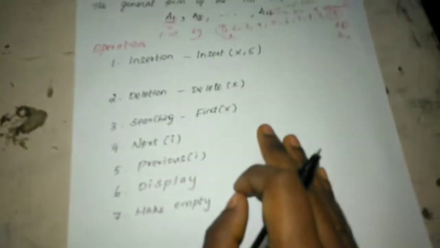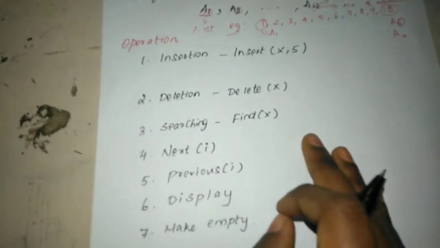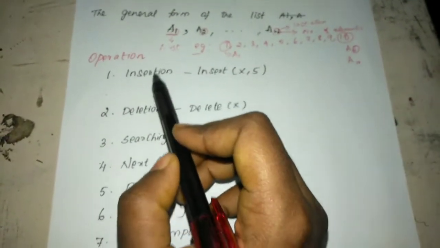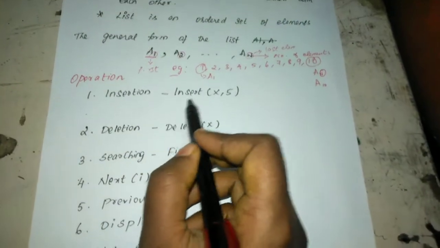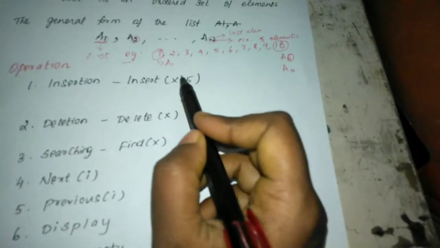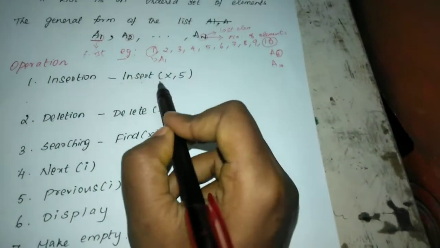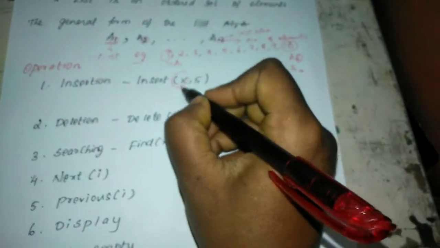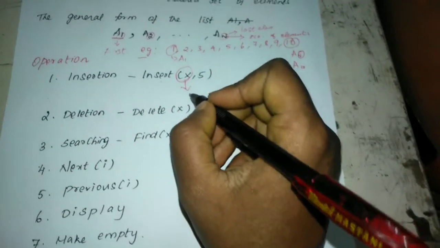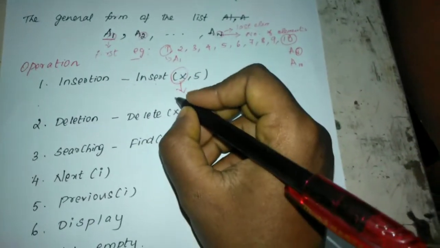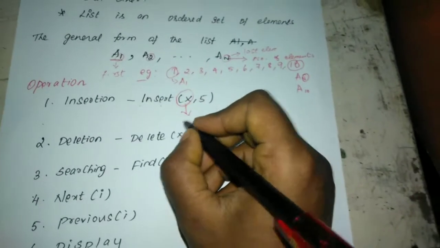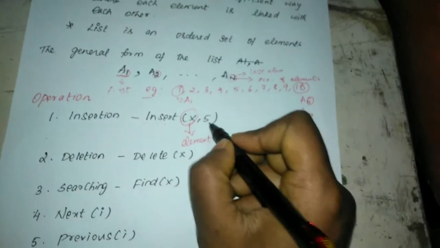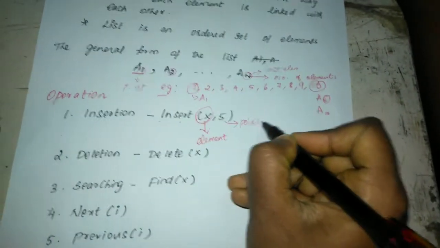Then what are the operations in the List ADT? In the List ADT there are 7 operations. The first one is insertion. For insertion, we will use the function called insert of x comma 5. Here x denotes the element that you would like to add, and this is the position where you would like to add.